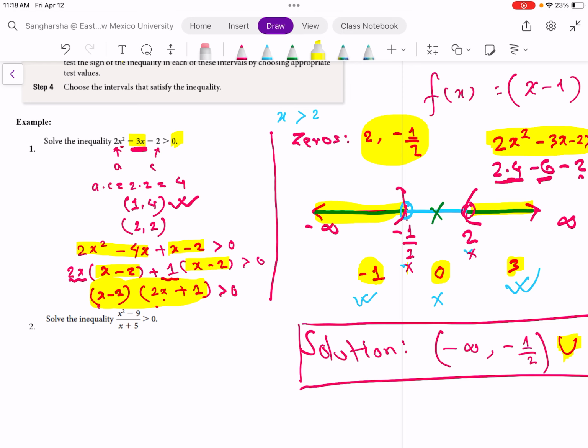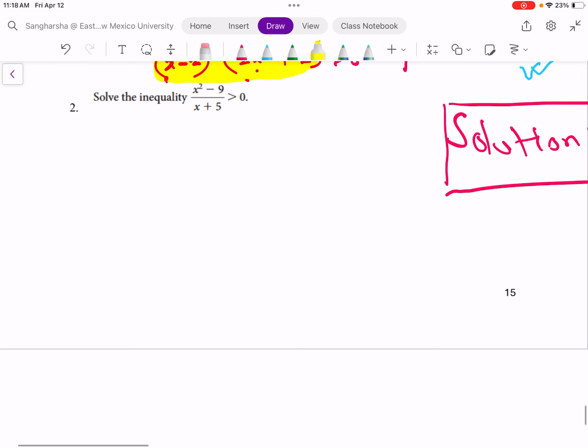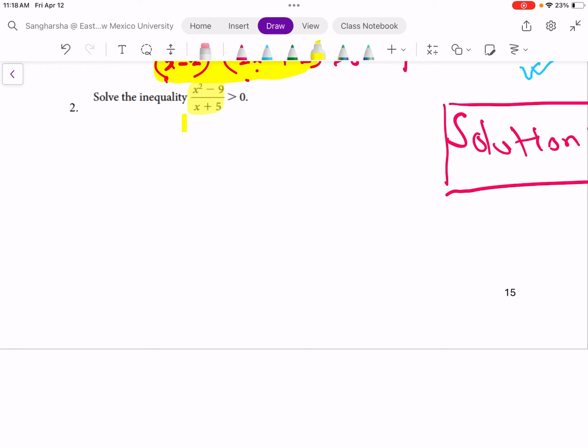Now let's go to example 2 and solve this inequality. What kind of inequality is this? Is it a polynomial, quadratic, linear, or rational? What kind of expression is this? Rational, right? If you have your variable in the denominator, that is a rational inequality.